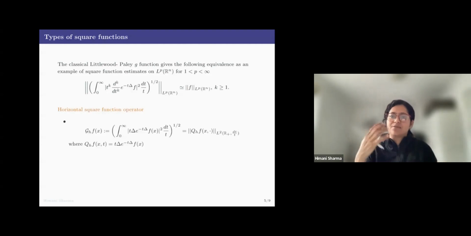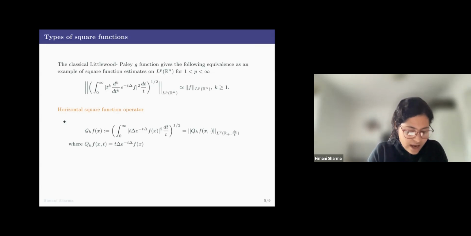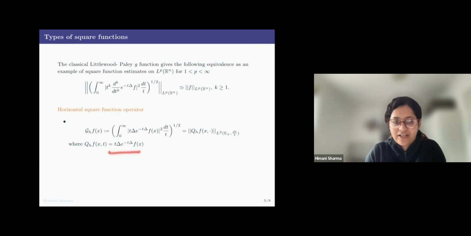So a square function with respect to the time derivatives is called a horizontal square function here. This is the more general form of it, which is actually given in terms of the semigroups that we are dealing with. Since I'm going to use this Q_H later, I'm going to write this G_H operator as Q_H of f of (x,t), where this f of (x,t) is this operator t Δ e^(-tΔ) f of x. So now we have this square function operator with respect to the semigroups.